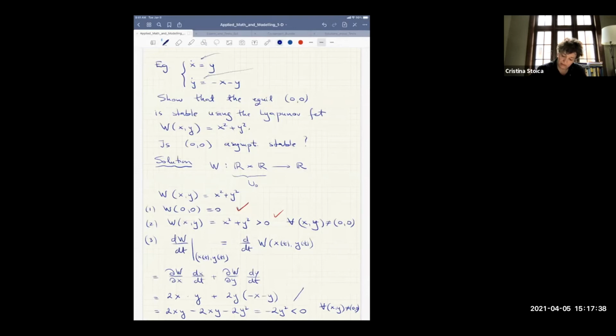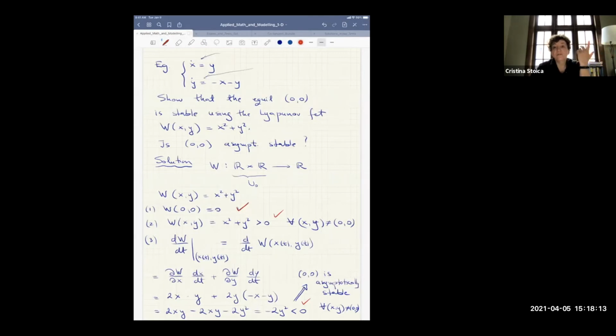So this means that 0, 0 is not only stable, it is asymptotically stable. Done. So if you want to check, you didn't have to do much. But on purpose, I picked it easy so you see how it works. Of course, it works nicely when we know the W. If someone gives it to us, it's just a verification.